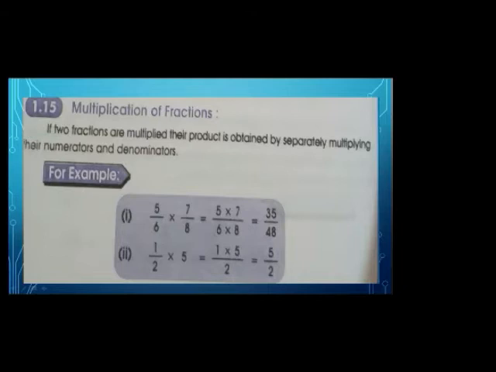Another example is 1 upon 2 multiplied by 5. 5 is given in the numerator, so 5 will multiply by 1, divided by 2. 5 ones are 5, divided by 2. The result is 5 upon 2.